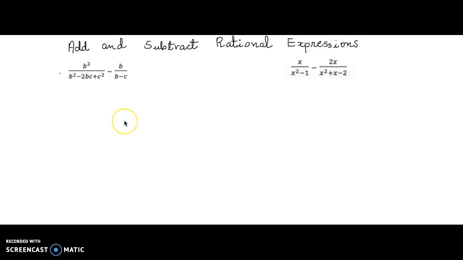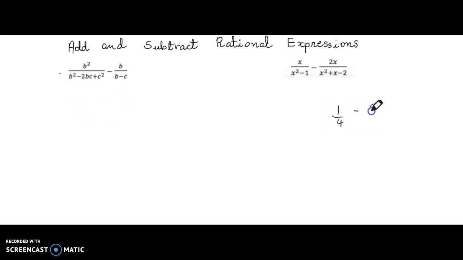Hi students, in this video we are going to learn how to add and subtract rational expressions. Before we do this, these two problems that are on the screen, I just want to do a quick warm-up of how to deal with fractions. A quick review.